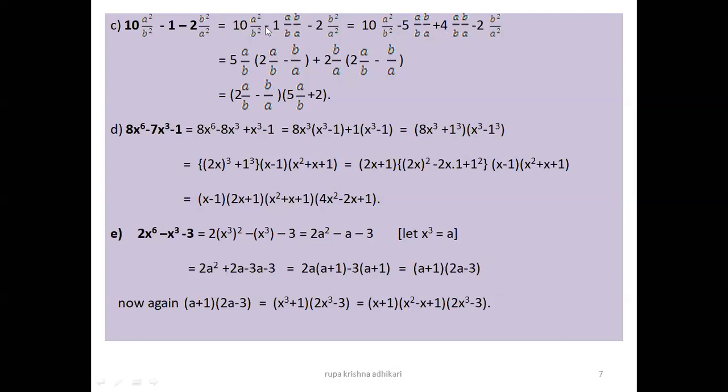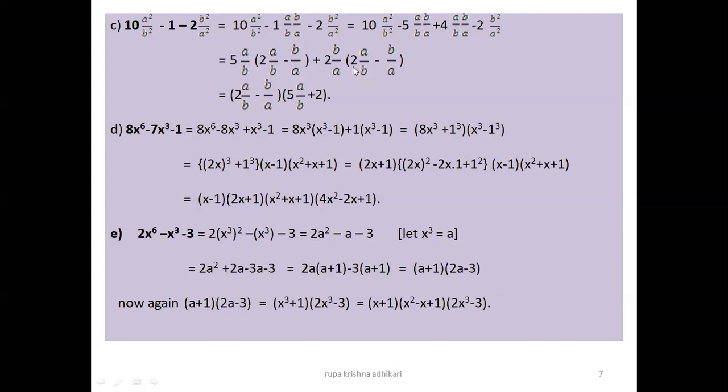Hence, we can write the expression as 10 a square by b square minus 5 a by b into b by a plus 4 a by b into b by a minus 2b square by a square. Now take out common. You can see here 5 and 10, 5 is common. A square by b square, a by b, b by a. So a by b is common. What is left inside? 2a by b minus b by a. Plus, from here also, two expressions, I can take 2 common and b by a common. So 2b by a, 2a by b minus b by a is left.